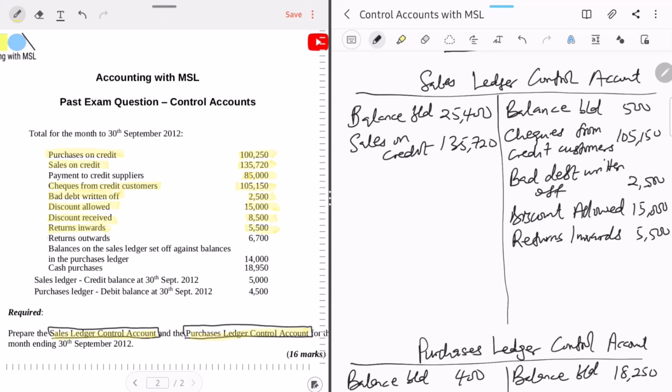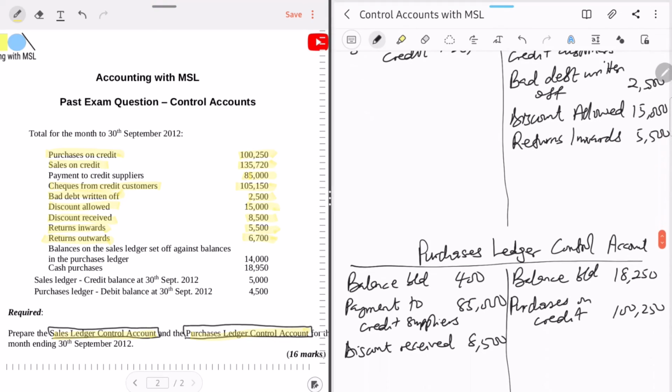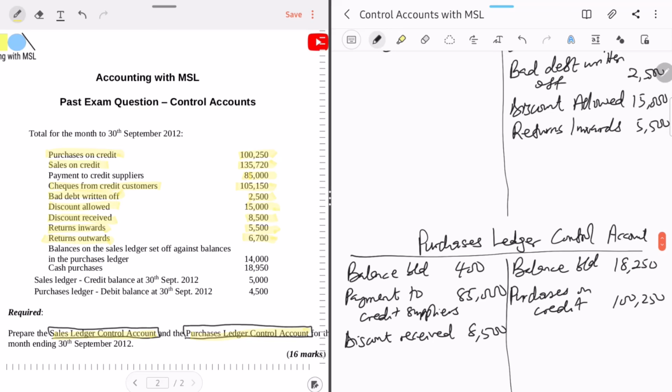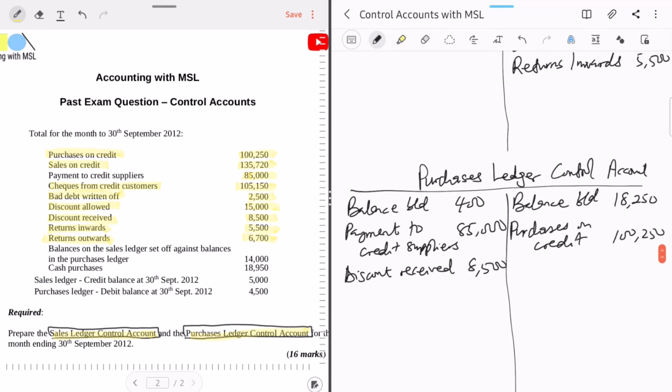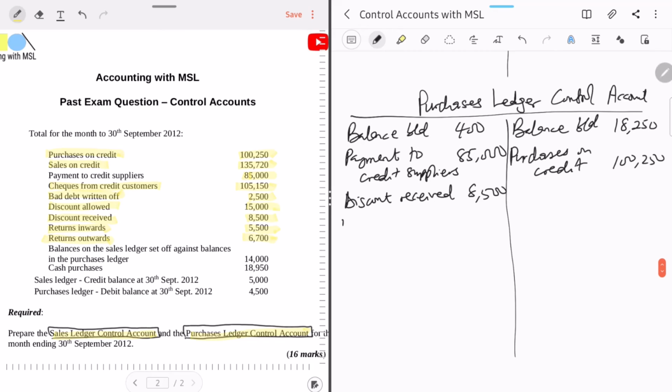The next is what? Returns outwards of 6,700. Returns outwards has a credit balance. So you credit returns outwards and then you debit the purchase ledger control account because once I return goods to a supplier, I don't owe them again. So I have to reduce the balance in the account. So returns outwards is what? 6,700.